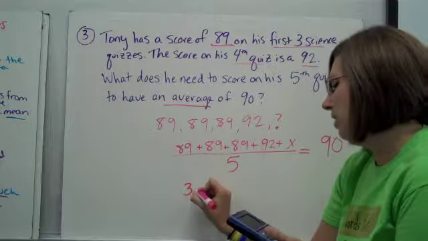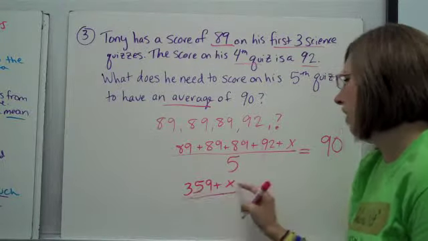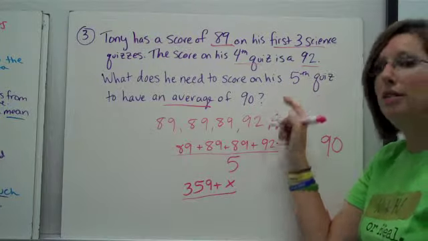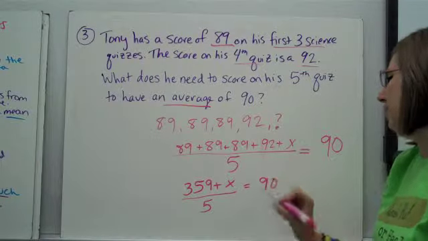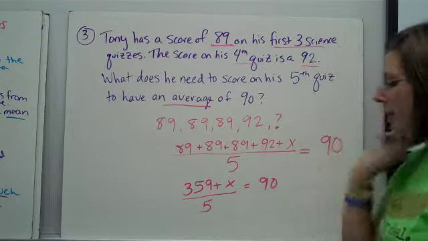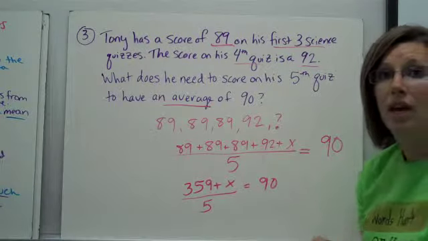That's 359 plus what I don't know, what this person's trying to score on his 5th test. All that divided by 5 equals 90. So this looks a little bit simpler than all of this, which is good.